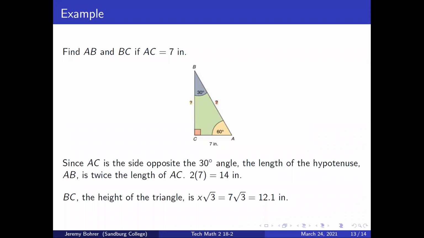Find AB and BC if AC equals 7 inches. Since AC is the side opposite the 30-degree angle, the length of the hypotenuse, AB, is twice the length of AC. 2 times 7 equals 14 inches. BC, the height of the triangle, is x times the square root of 3 equals 7 times the square root of 3, which is about 12.1 inches.